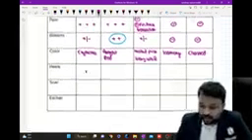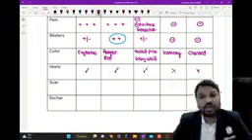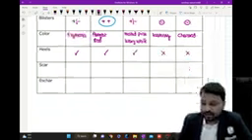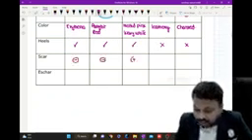Now remember, these wounds will heal, these will not heal. You will require some intervention to heal them. There is no scar here, the scar will be present here.